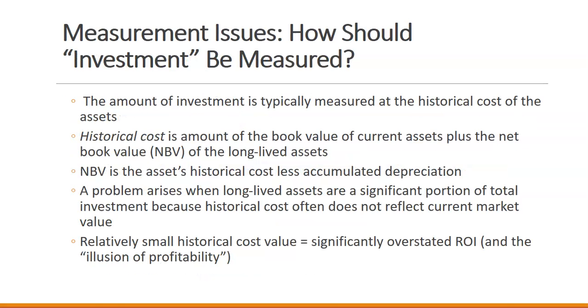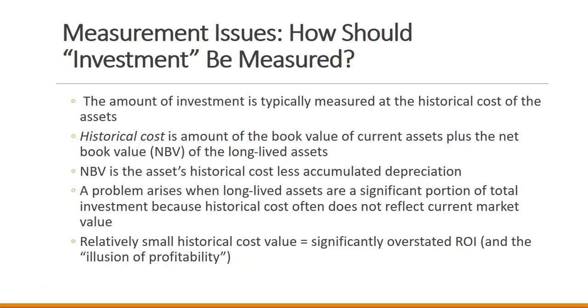So that amount of investment, we normally look at the historic cost of the assets as they're being carried on our books. This is the book value of the current assets plus the net book value of the long-lived assets. So the net book value is our historical cost, of course, less accumulated depreciation.